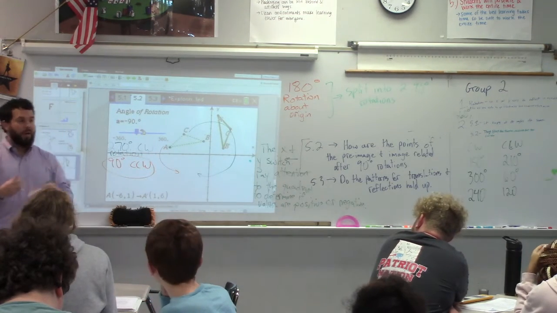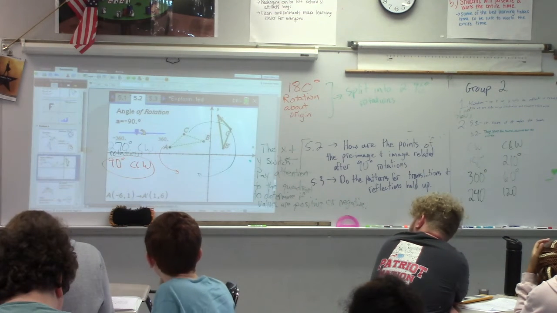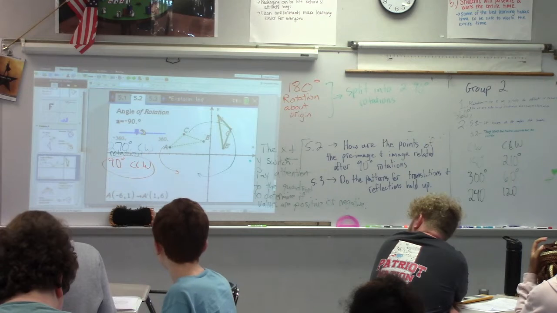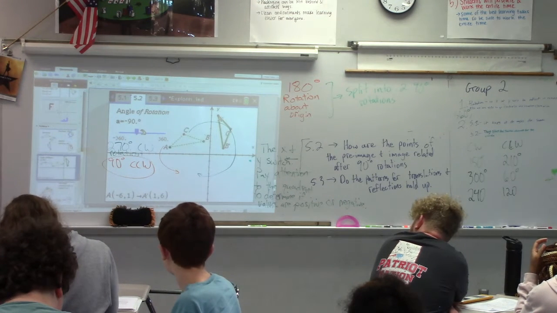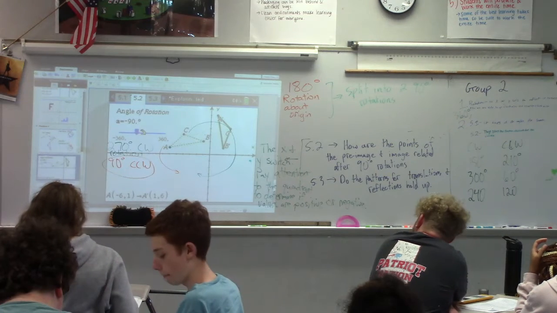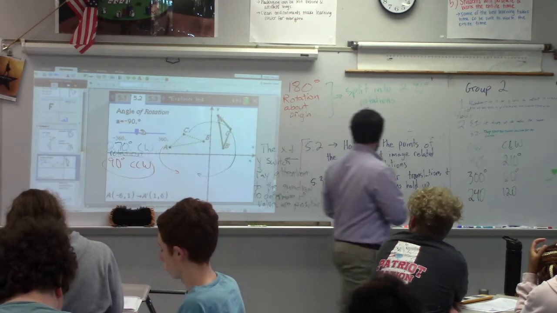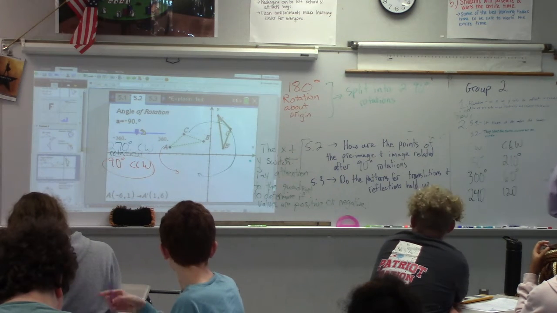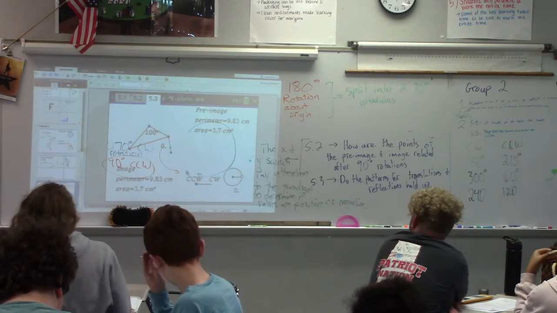That's why I brought up 5.1 earlier, because I want you to note, I'm going to make my job as easy as possible. I'm not going to make it harder than that. Comments, questions, concerns? Okay, we're about to apply a lot of this. 5.3 says, do the patterns for translations and reflections hold when I rotate?